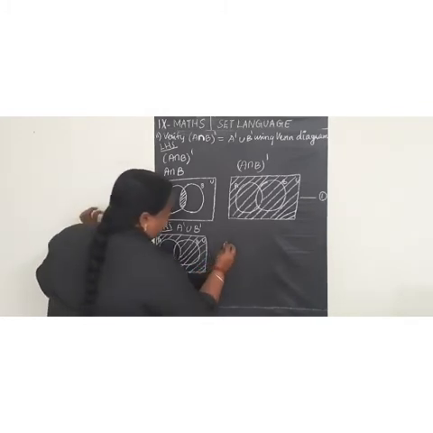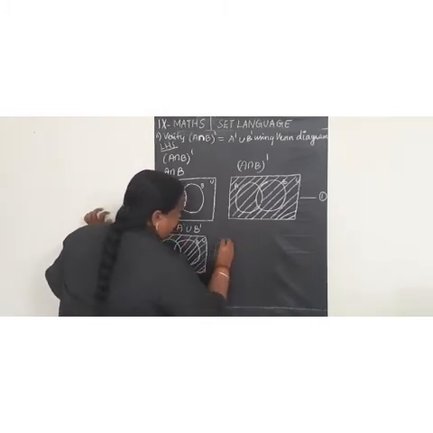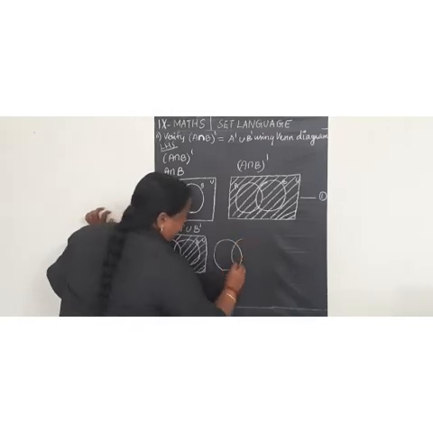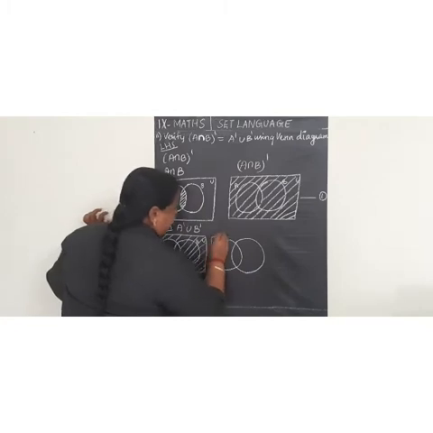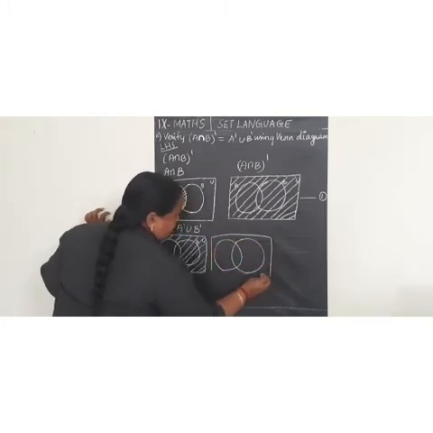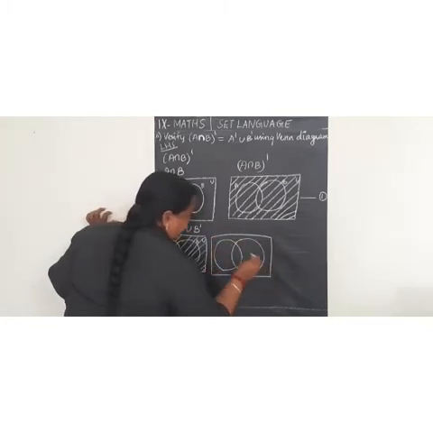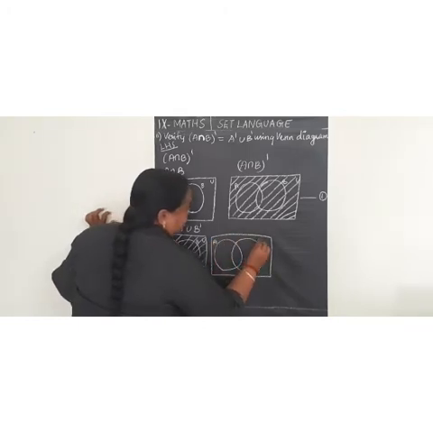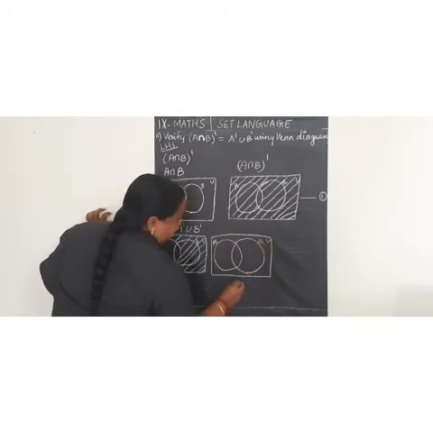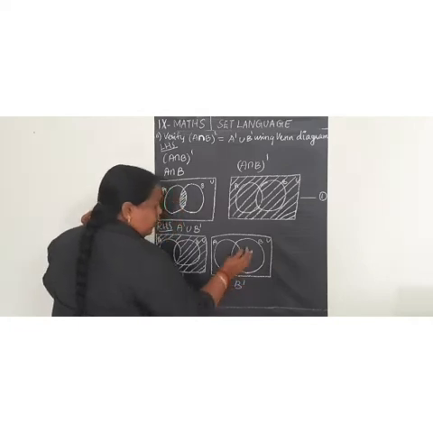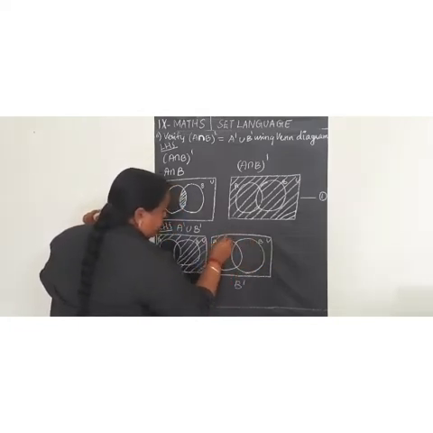Next we have to find B dash. Set A, set B, universal set. For B dash, first we leave set B and then shade the remaining parts.